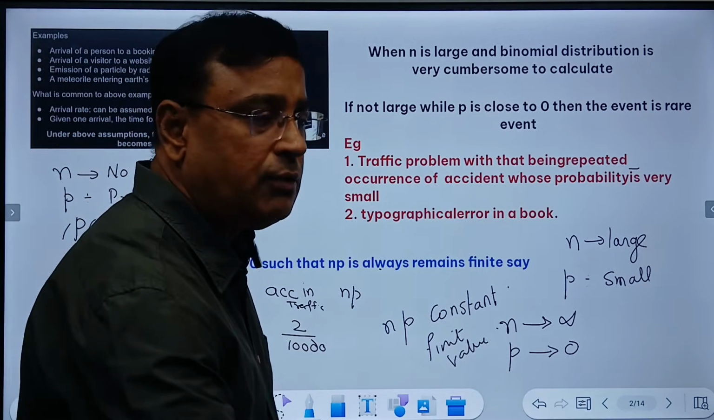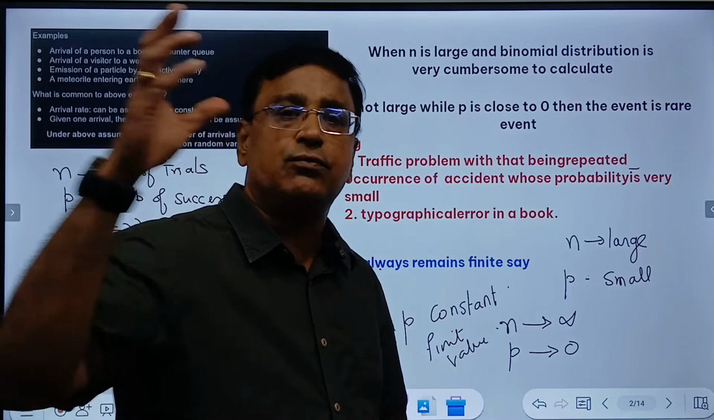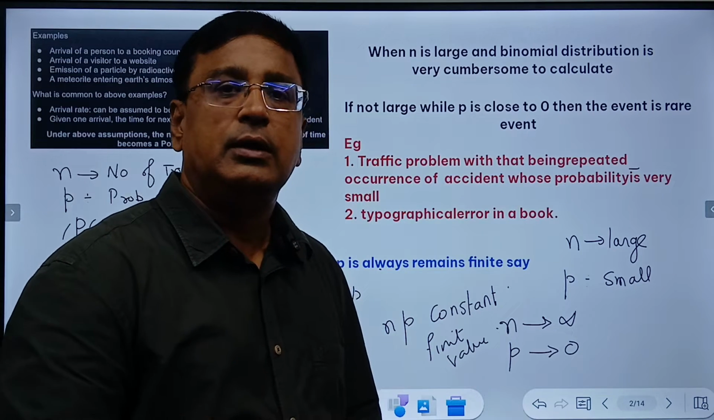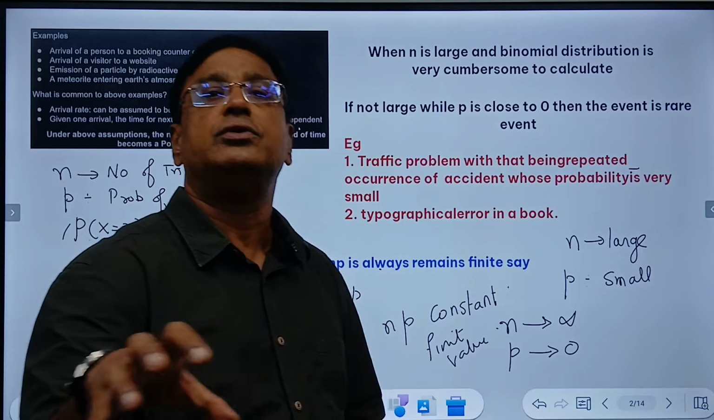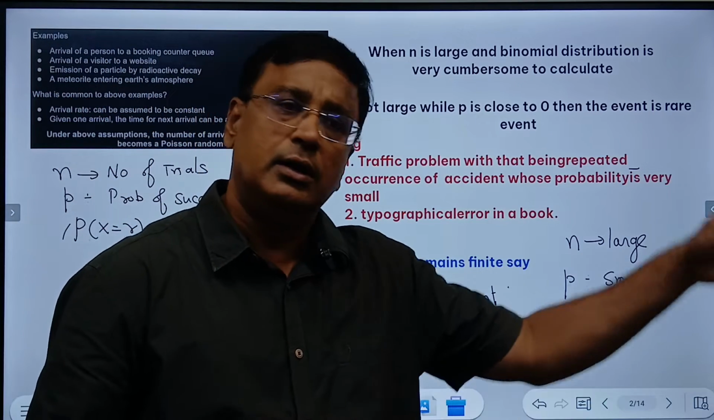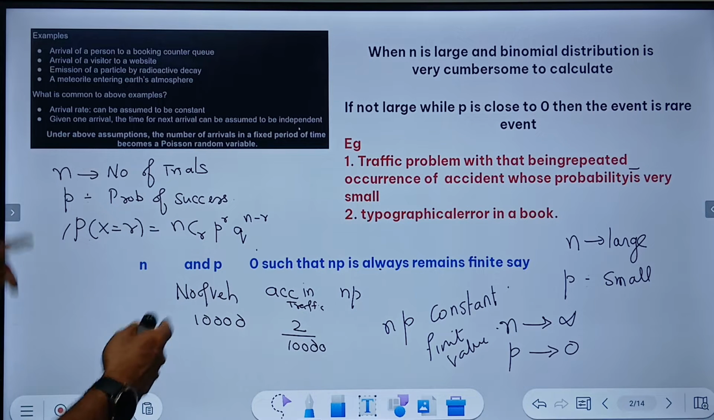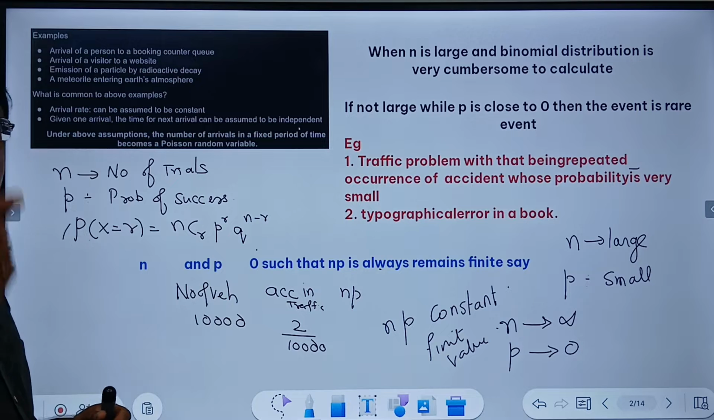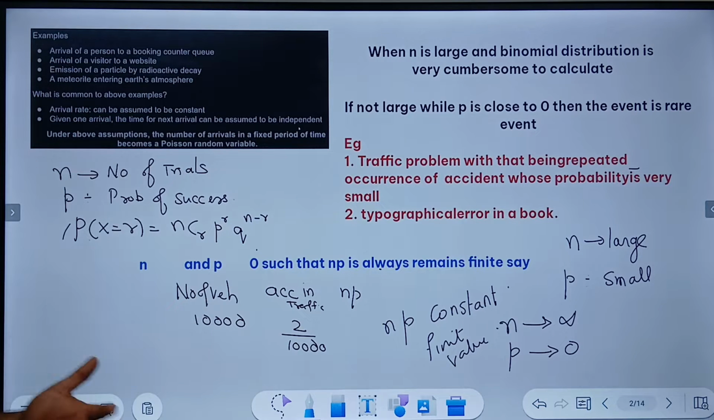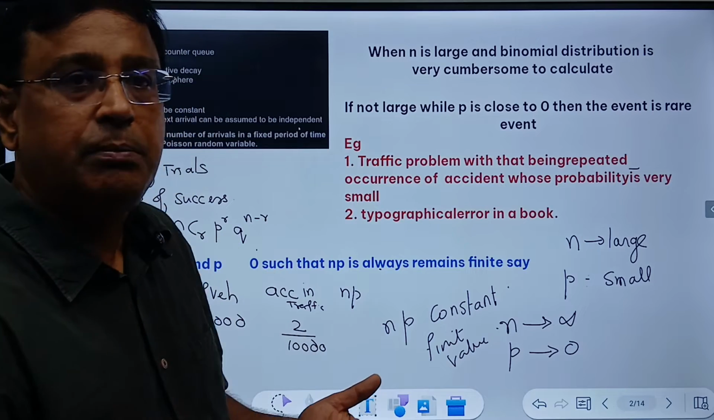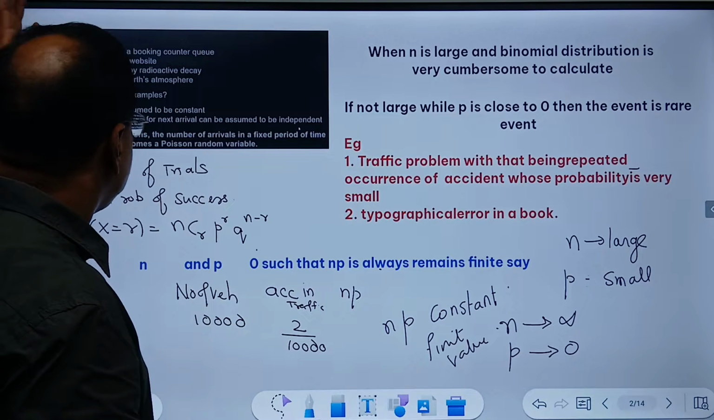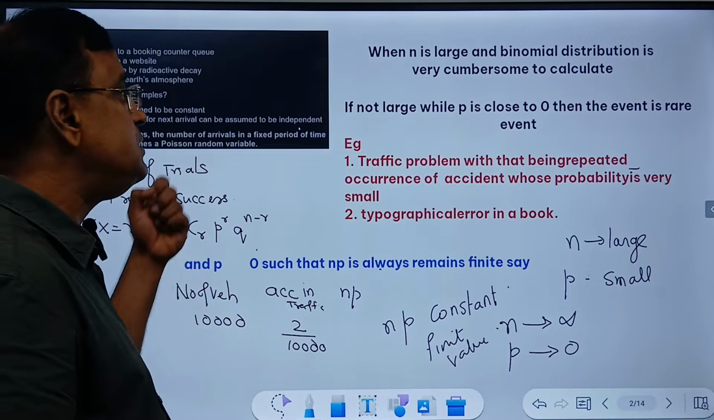That means in a particular traffic junction, when thousands and lakhs of vehicles are moving, the number of accidents that take place in that junction is going to be very, very small. Such an event will satisfy the Poisson distribution. Or take a person coming to a queue and purchasing a ticket. The arrival of a particular person at a booking counter also satisfies the Poisson distribution. The number of people coming to the queue is large, and a particular person coming is going to be very small. So n is large, p is small, np is a constant, and it satisfies the Poisson distribution.